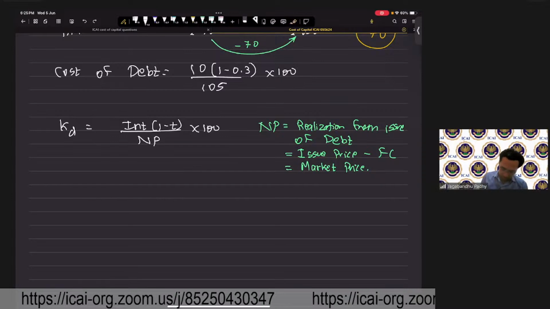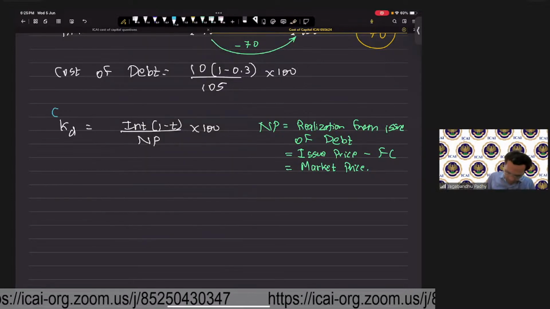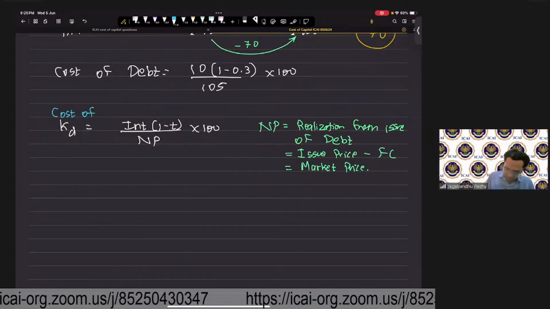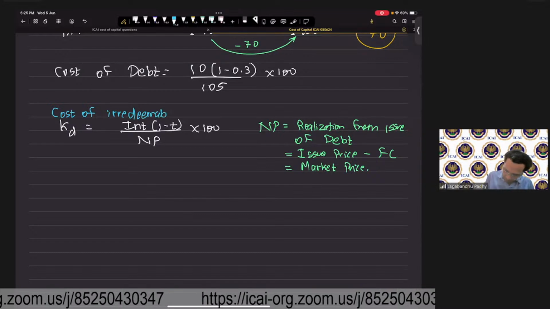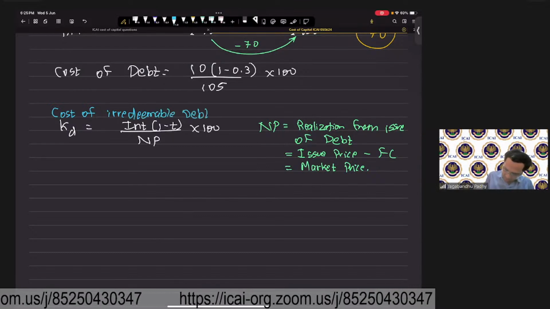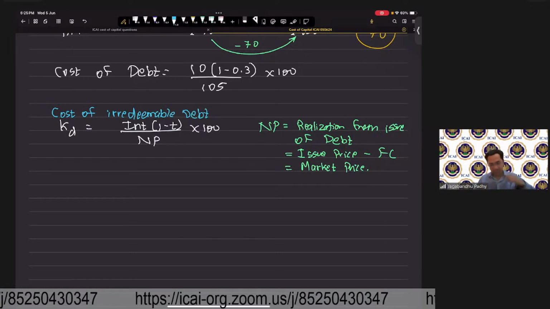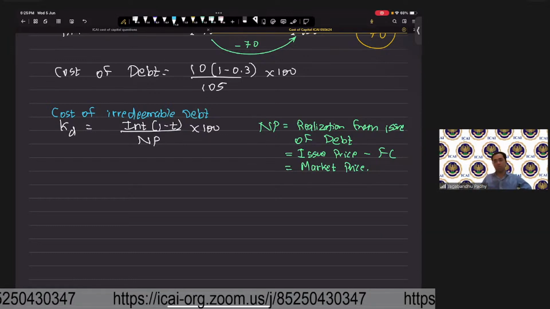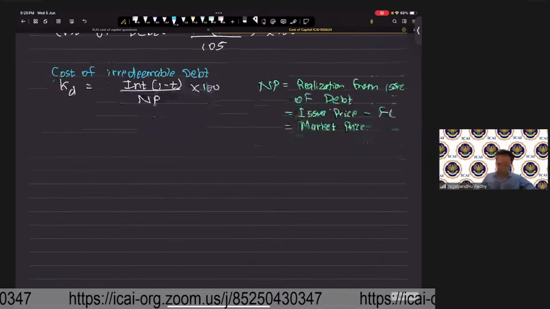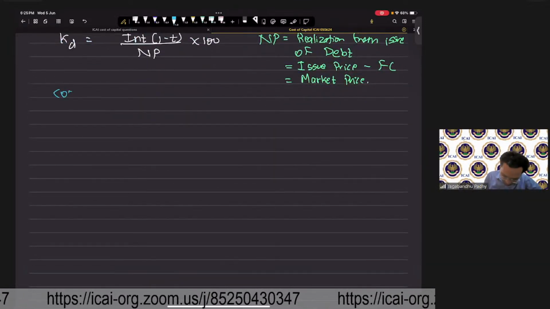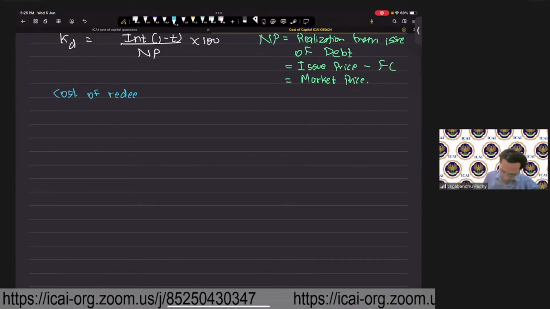But remember, this formula is applicable only when we are going to compute cost of irredeemable debt. You can compute cost of debt using this formula only if it is the case of irredeemable debt. So there will be a different formula, of course, for redeemable debt also, right? So cost of redeemable debt.